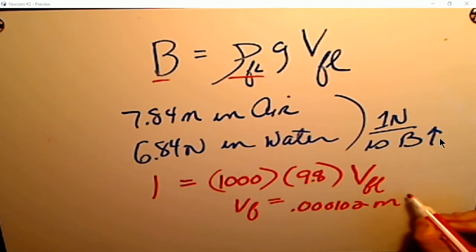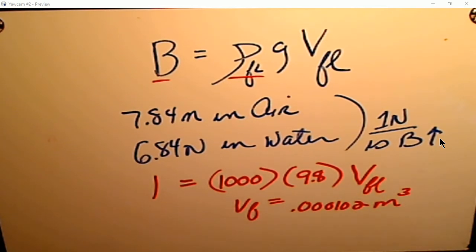0.000102 meters cubed. A meter cubed is a fairly large piece of volume, so you would expect the crown is not going to displace too much. And given that it is totally submerged underwater, that also equals the volume of the crown, the volume of the fluid.